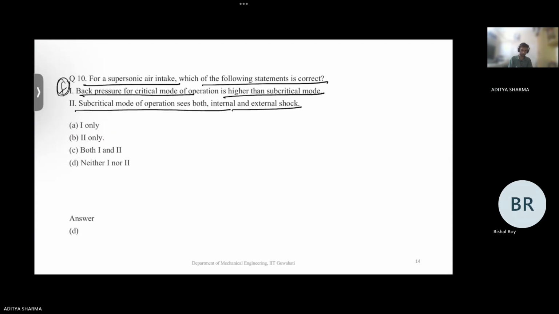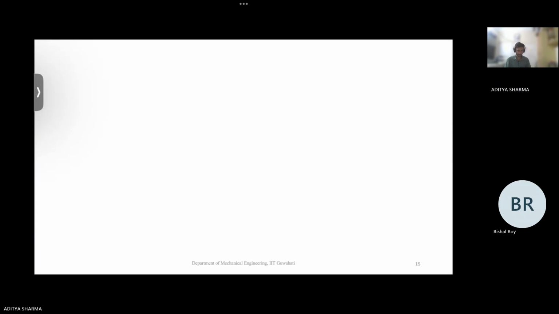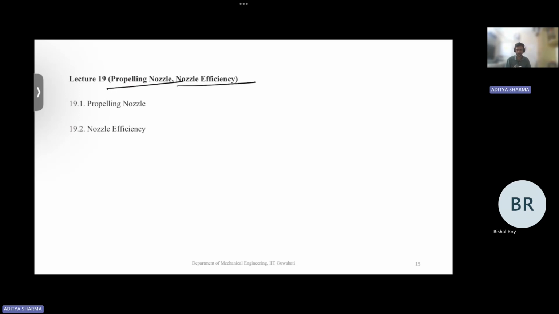So the sequence of animation had a flaw in a few questions. Okay. So this was at about lecture number 18 on aircraft engine intake. Then propelling nozzle and nozzle efficiency. So these two topics are left. So we'll discuss these two topics and then we will just conclude this session.